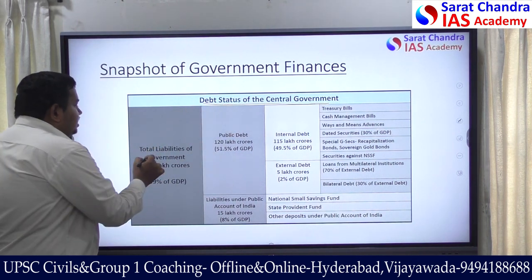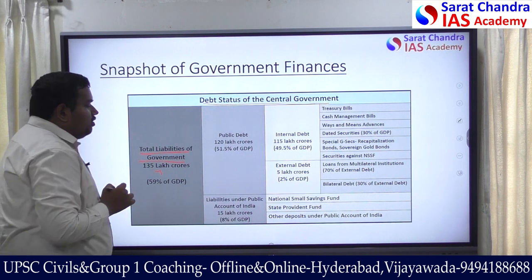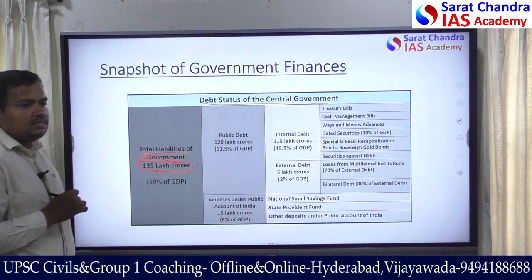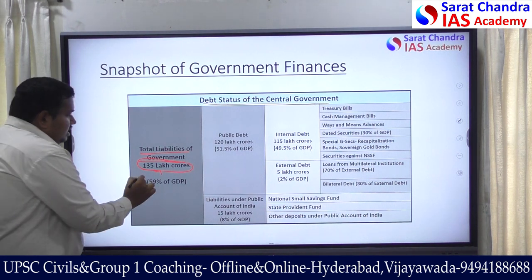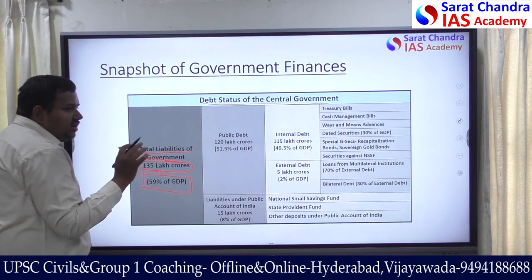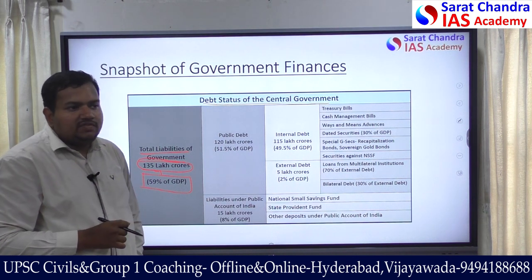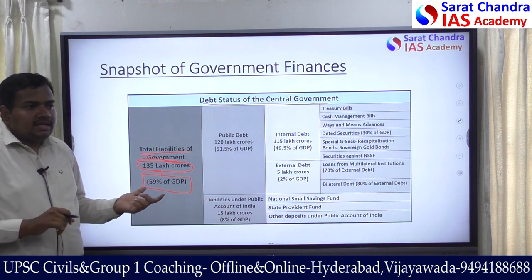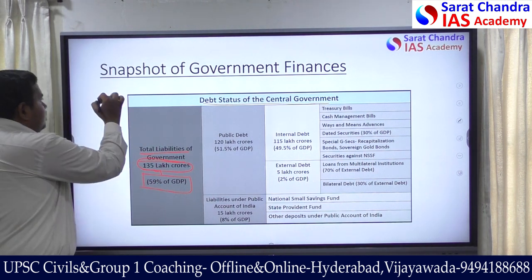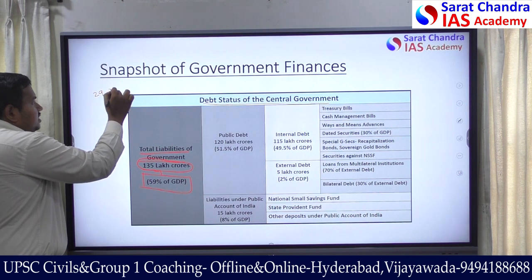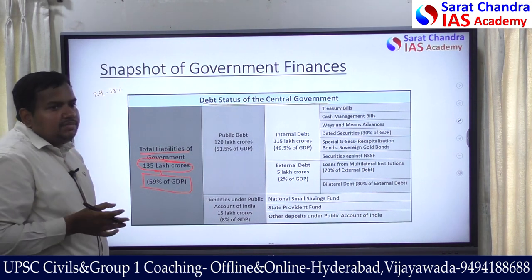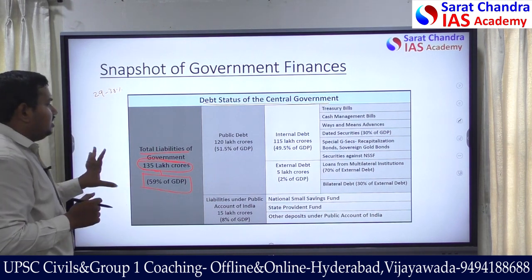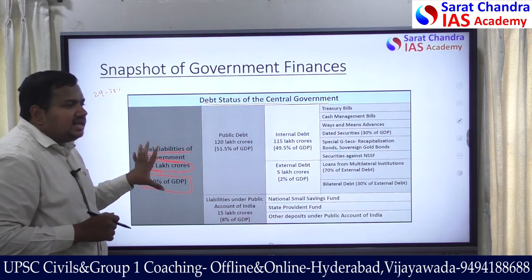So, in general, the total liabilities of the government is how much? 135 lakh crore. As a percentage of GDP, it is 59% of the GDP, almost 60%. This is only central government. State government will have around 29 to 30% of GDP as liabilities. So total liability in general will be even more. This is only central government.